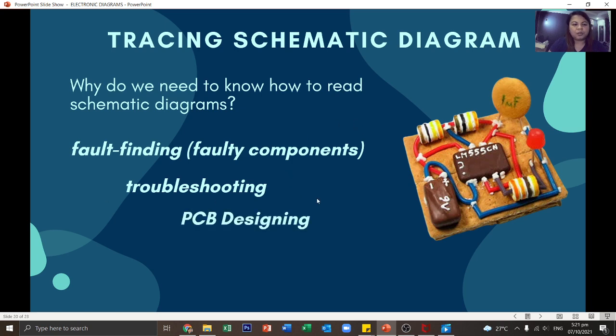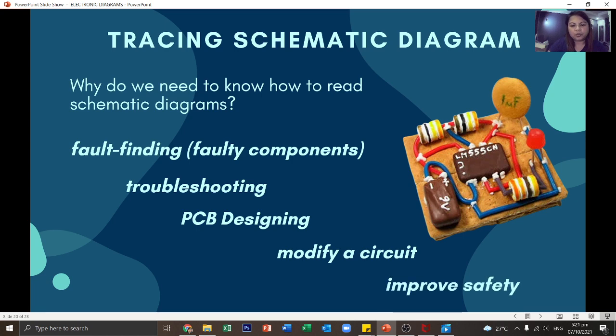Okay, and we can also use this schematic diagram for PCB designing. If we want to design a PCB like this one, in a breadboard or a PCB, we need the schematic diagram. Okay, you can also modify a circuit. For example, you want to improve it, or you want to add some noise cancellation. If you know how to read the schematic diagram, you know where to add that component.